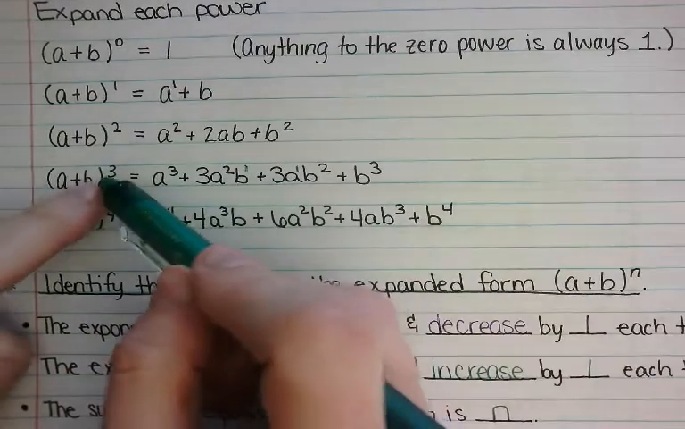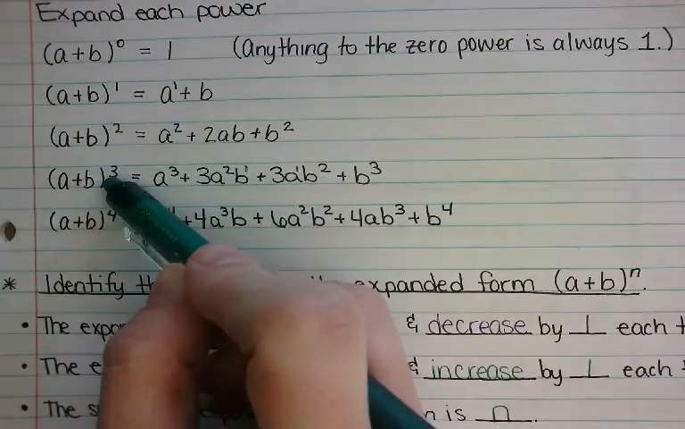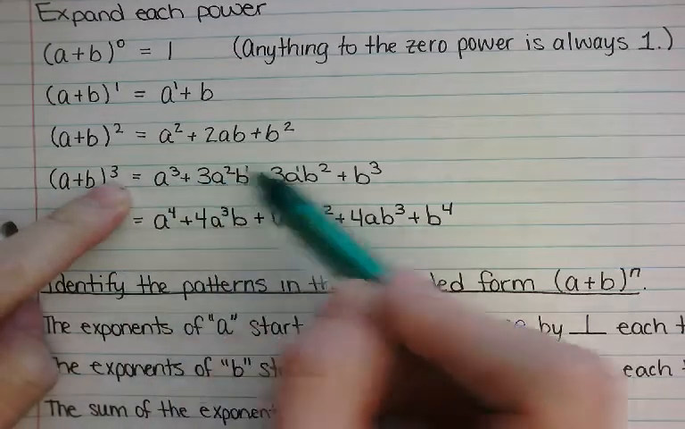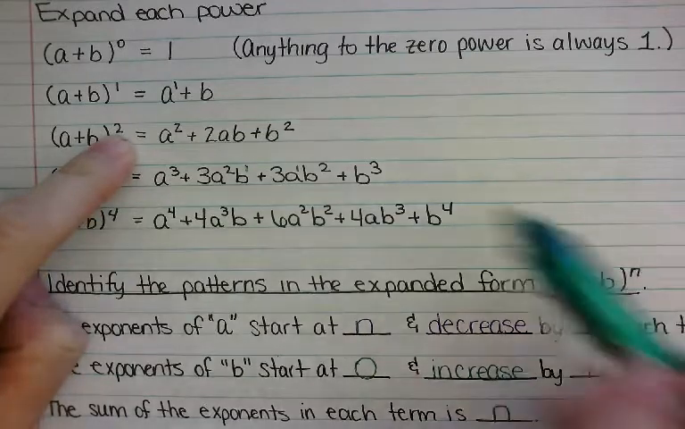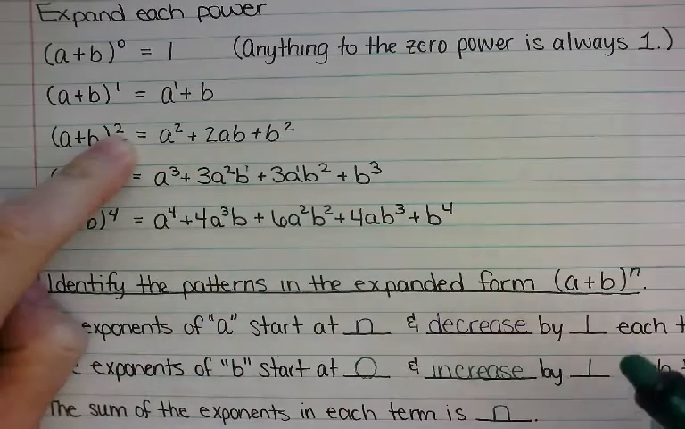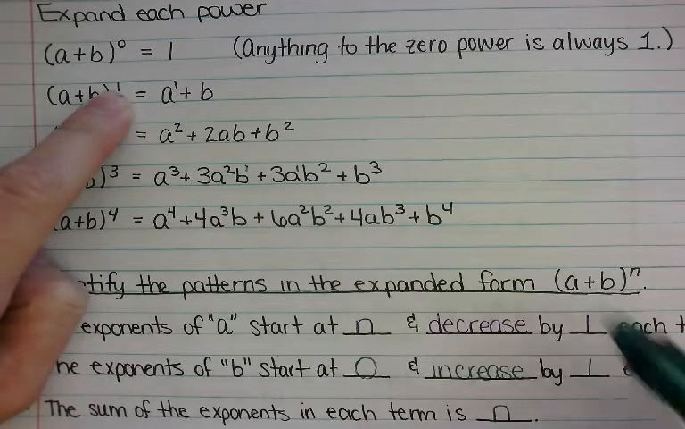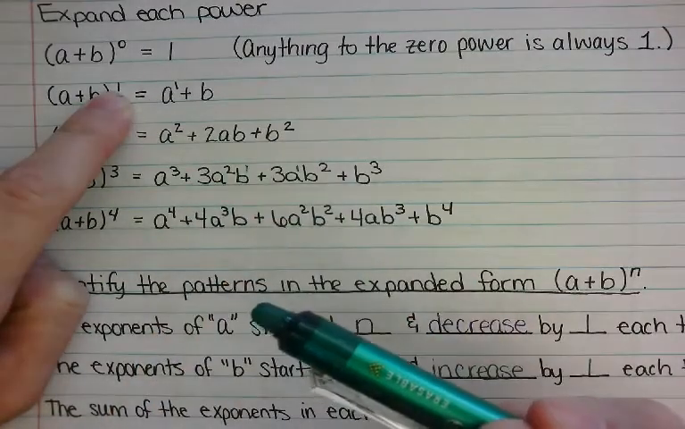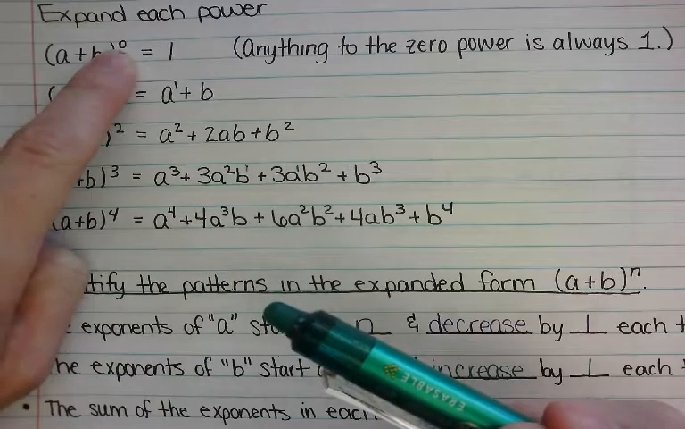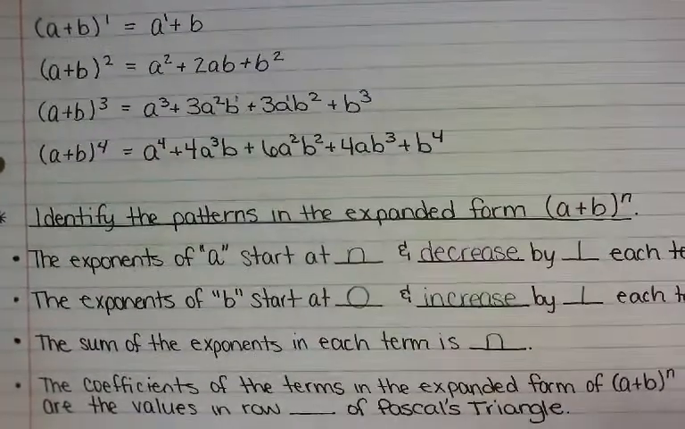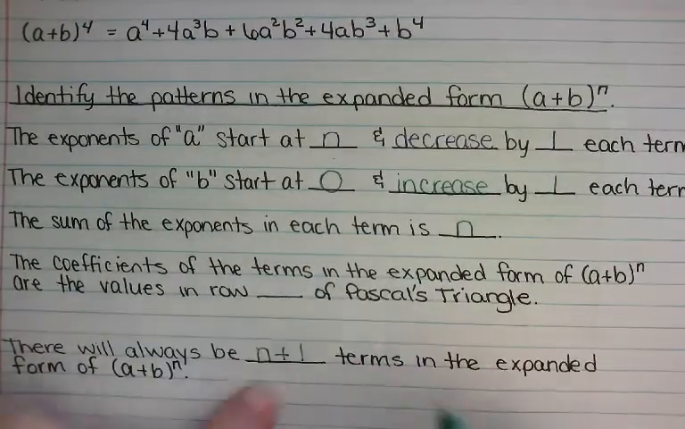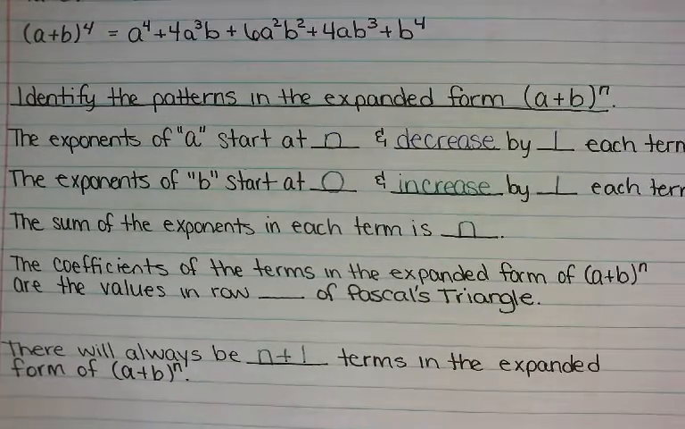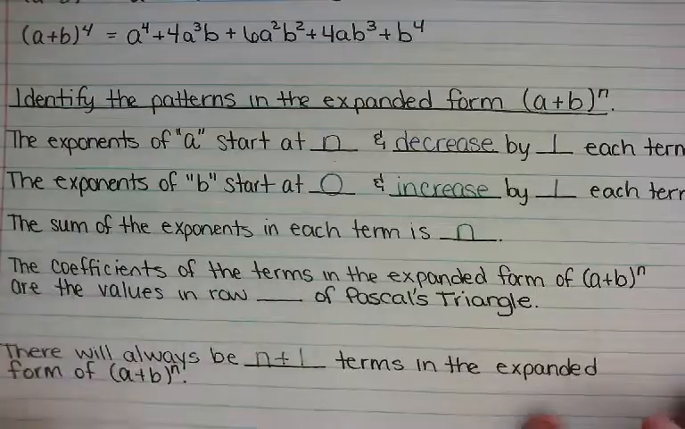Let's look at the previous one. This is a third degree, this is my third exponent, but I have 1, 2, 3, 4 terms. Here is to the second power, but I have 1, 2, 3 terms. This was to the first, but I have 2 terms. This one was to the 0 exponent, and we only had 1 term. So there will always be one more term than the exponent. Okay, and again, we're going to come back to this.